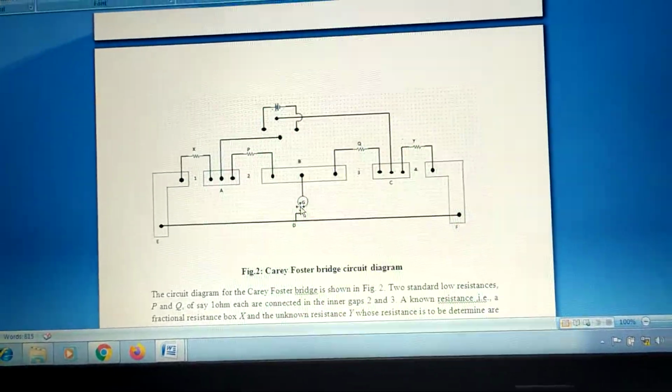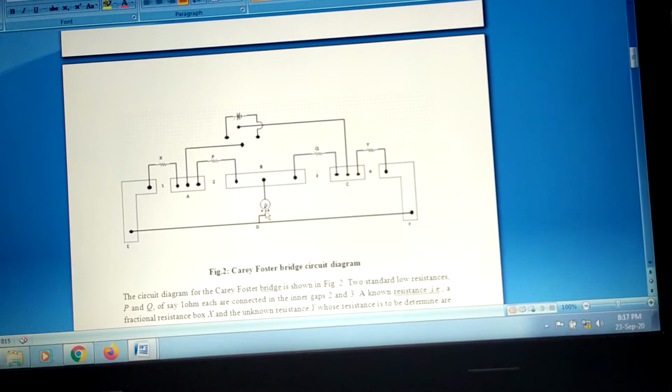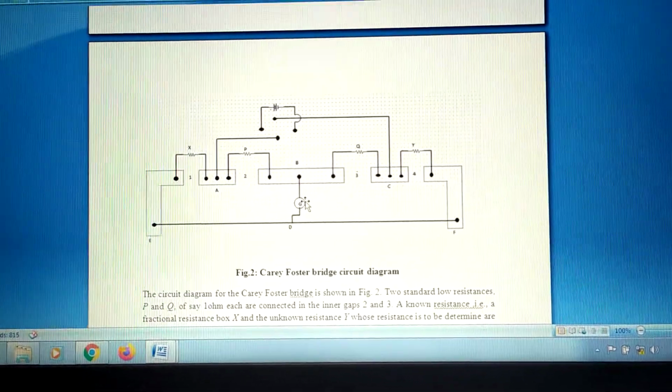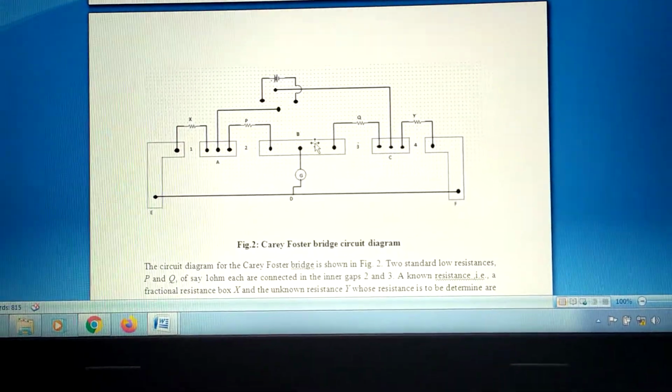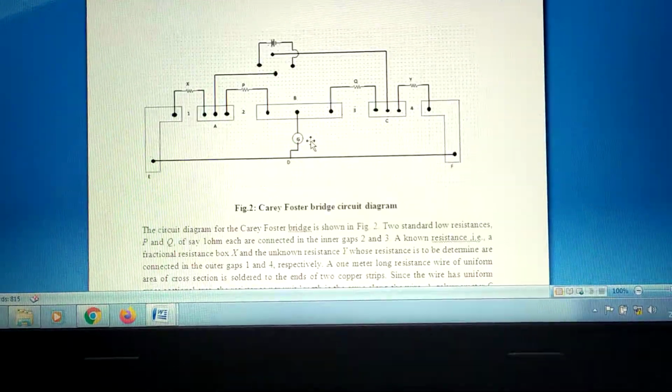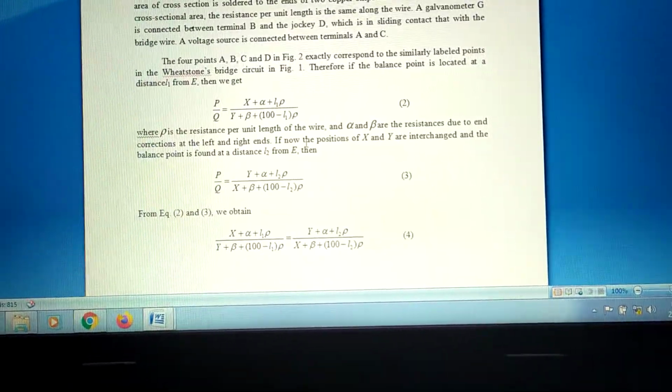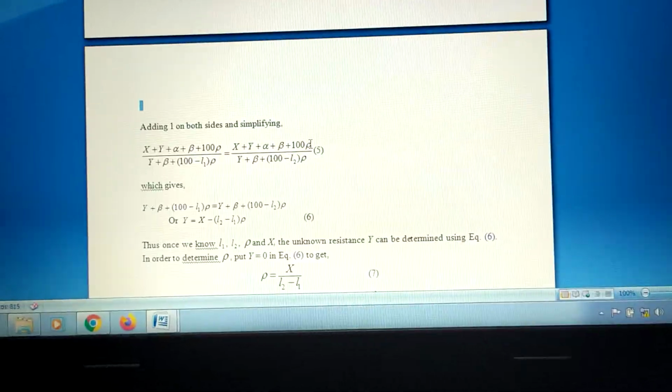At the balance condition, the ratio P by Q equals R by S, and at that time the galvanometer shows zero deflection. So this is the entire theory portion. I am not going into details.